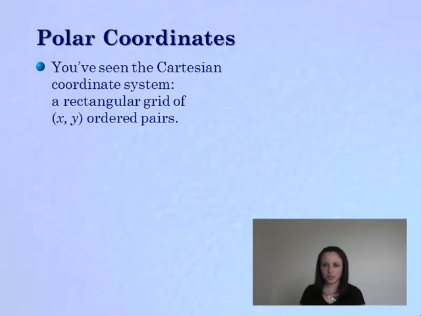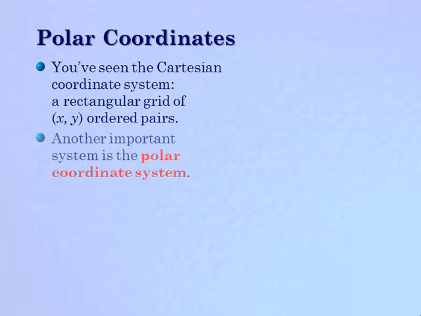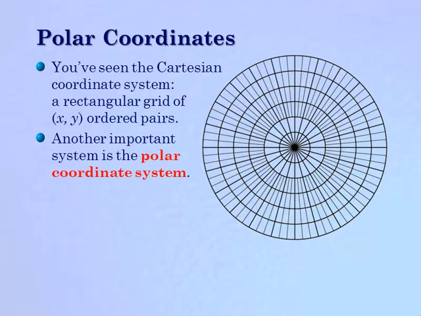Okay, so let's turn our attention to a different type of graph, a polar graph that represents data on a polar coordinate system. So you've seen the Cartesian coordinate system. That's a rectangular grid of x and y ordered pairs, where we plot the x value and the y value, and we determine the location of a point. And here's another important system called the polar coordinate system, which basically looks like a big dartboard.